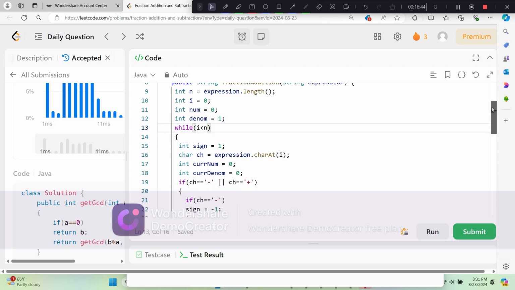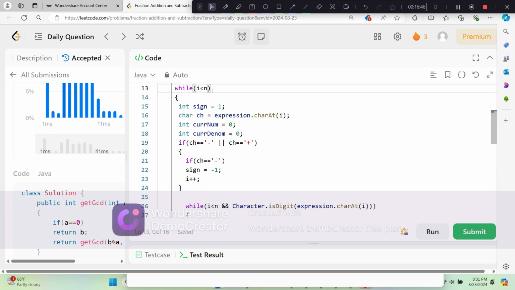Now what we are doing, while i is less than n, obviously we have to make this condition. Now see here, int sign equal to 1. I am taking positive as 1 and negative as -1. Okay, so see here, first of all I am taking whatever character we are encountering the very first time, and we are taking this char num and char denum I just declared.